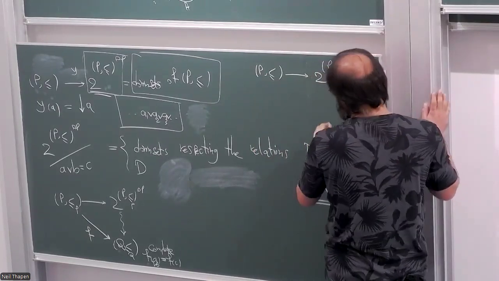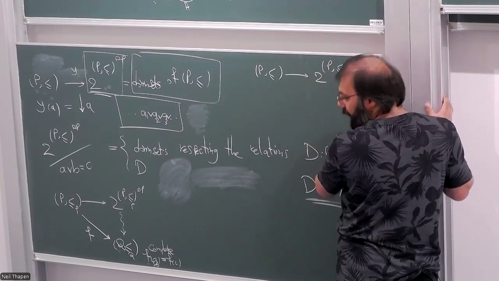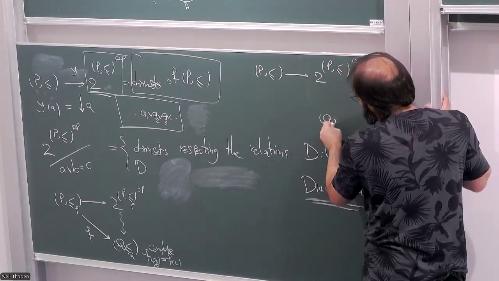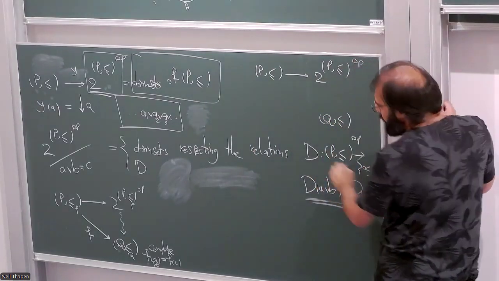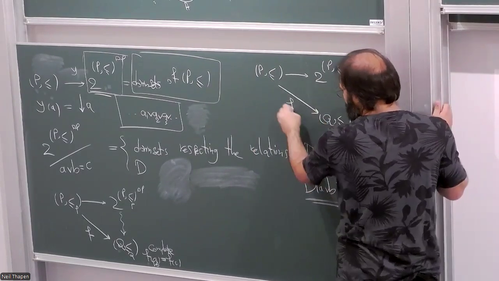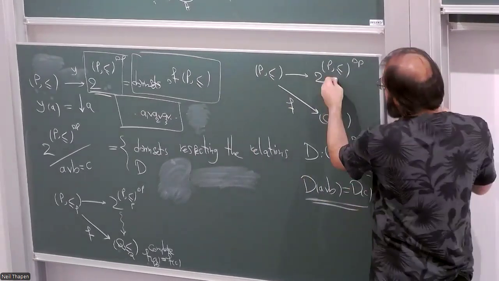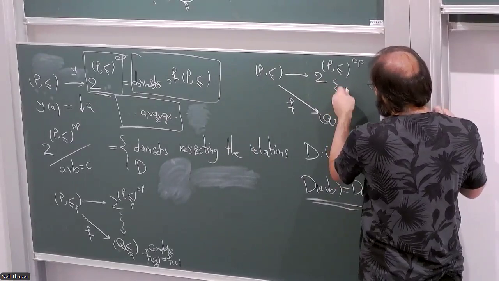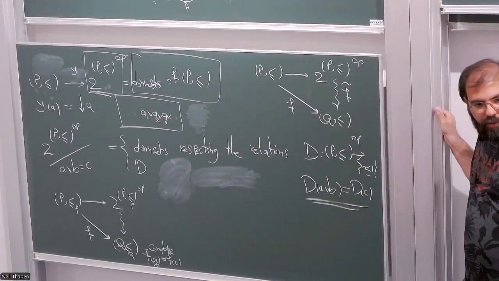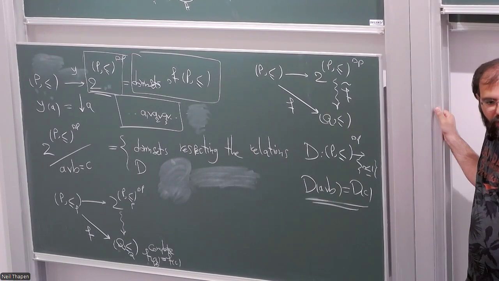In the following sense, that you can go from this to that, and for any other complete poset and any order preserving map, you can induce a unique map such that it preserves all possible joins.